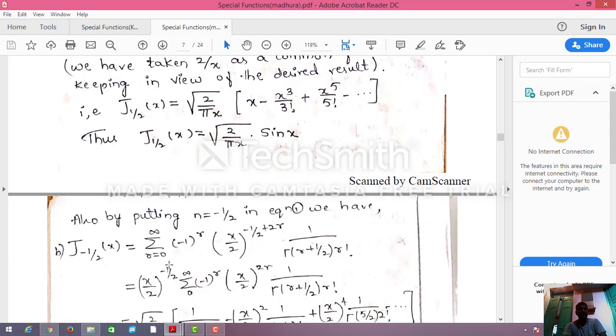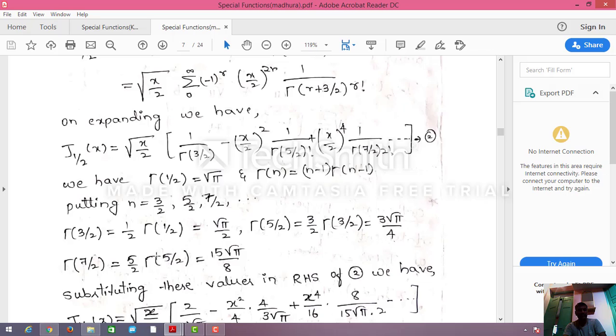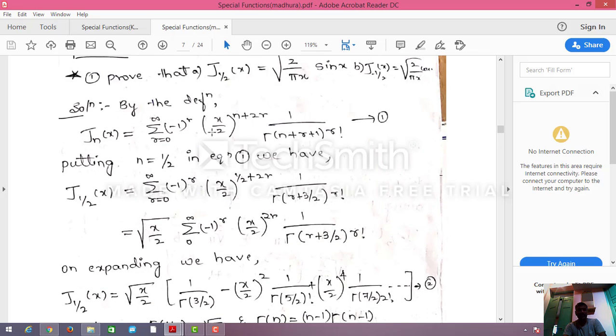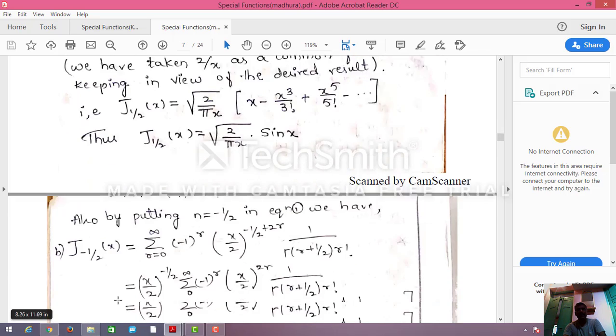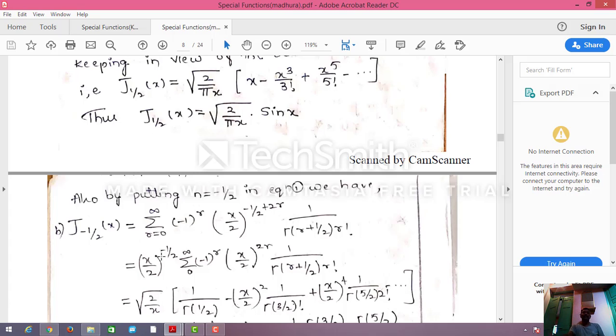So, in J_{−1/2}(x), to see that one, we know that already formula for J_n(x). Already we know that here, J_n(x). In that one, I am going to substitute n equal to −1/2. If you substitute n equal to −1/2, J_{−1/2}(x) equals summation of r equal to 0 to infinity, (−1)^r, (x/2) whole power −1/2 + 2r, 1 divided by gamma of (r + 1/2) times r factorial.